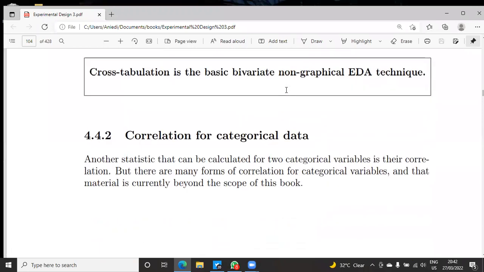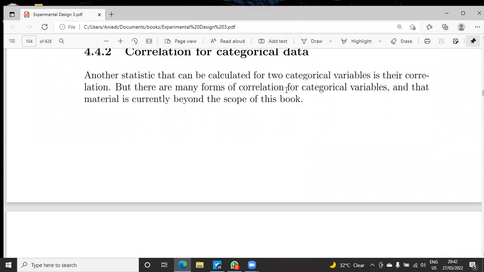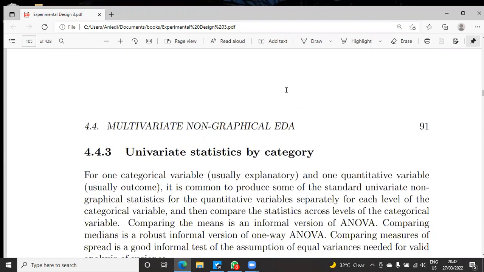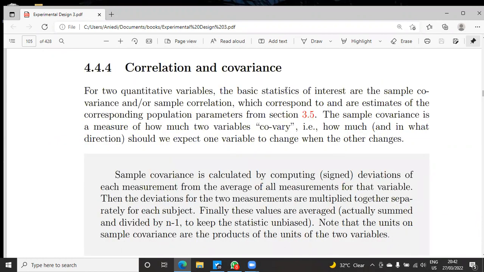So that is how correlation in categorical data works. All right. So let's talk about correlation and covariance.